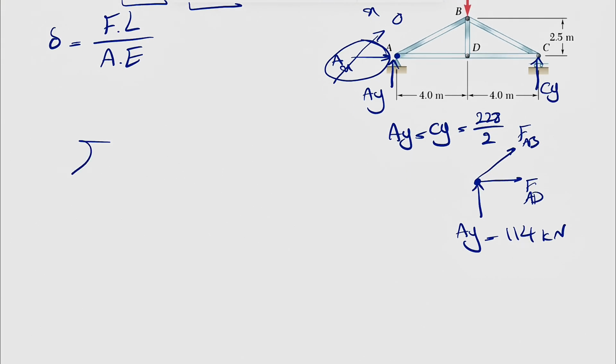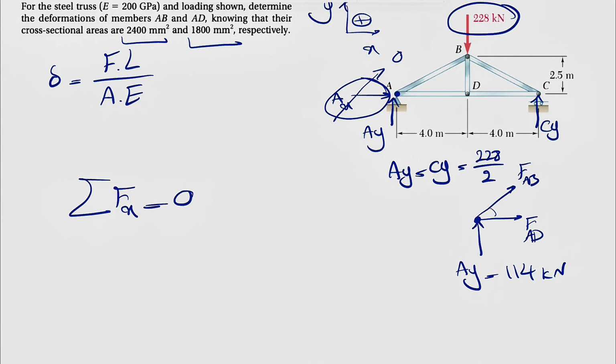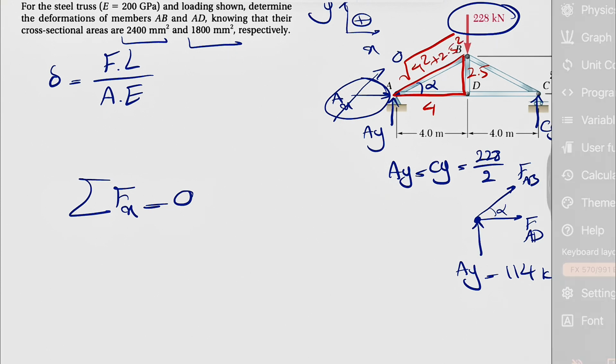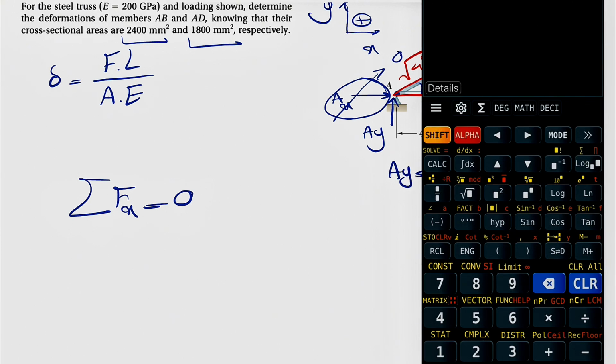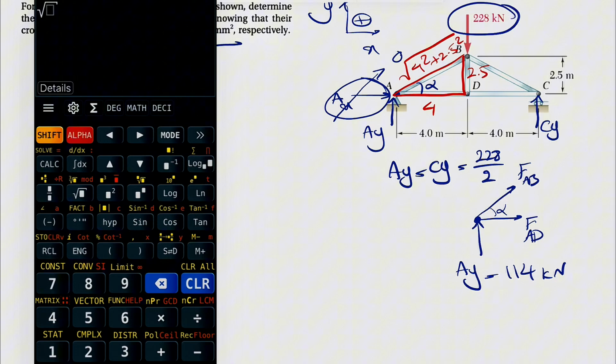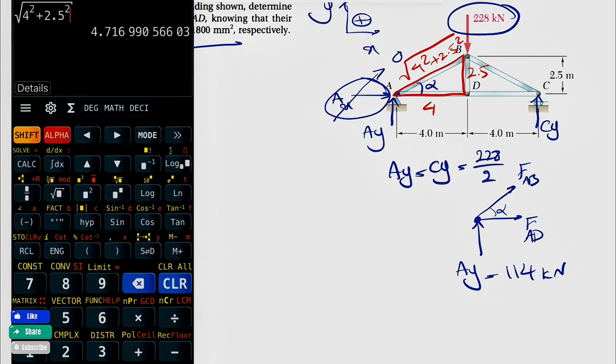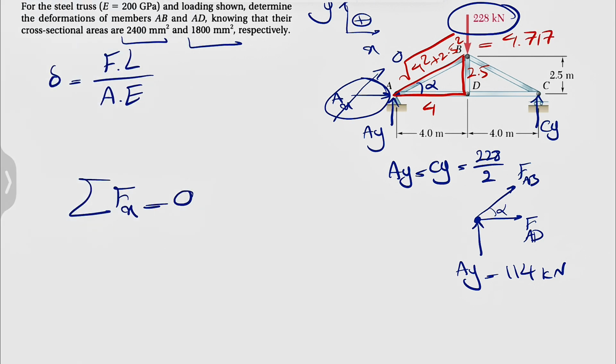So let's do sum of all forces in X and Y equals 0. For doing that, we need some information about this angle. Maybe you can call it alpha, which is the angle here. If we look at this right triangle, we have the base 4 meter, and the other side would be 2.5. If we do the Pythagorean theorem, we can find the hypotenuse, which would be the square root of 4 squared plus 2.5 squared. That gives us the hypotenuse, 4.717.